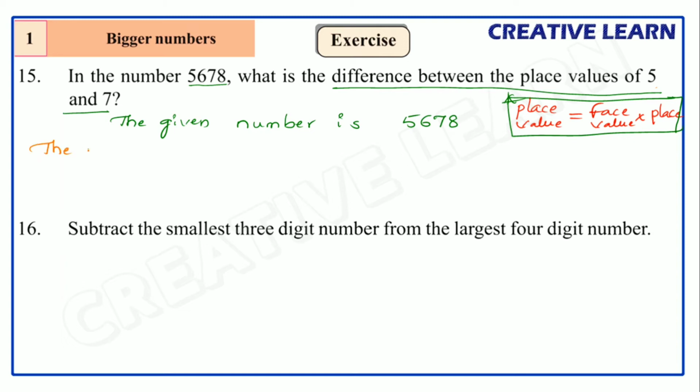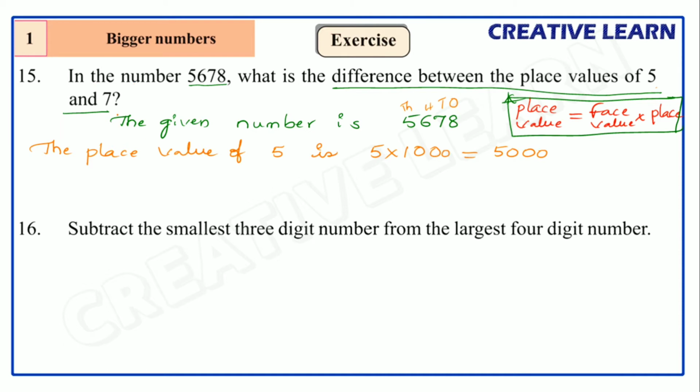The place value of 5 is, place value means face value into place. So face value is 5 into, what is the place of 5? Ones place, tens place, hundreds place and thousands place. Thousands place, so into 1000. Now, the place value of 5 is 5 into 1000, 5000.